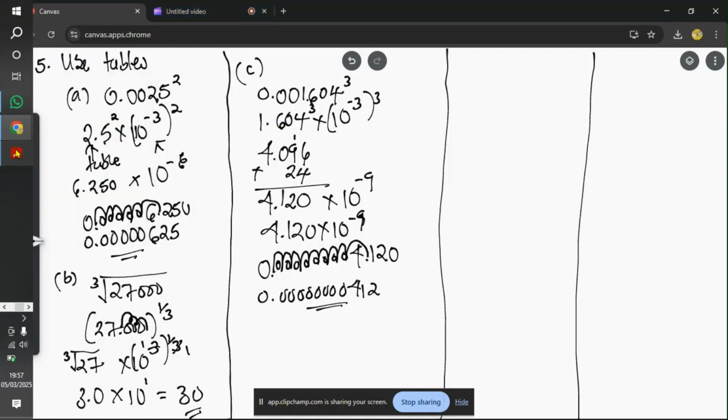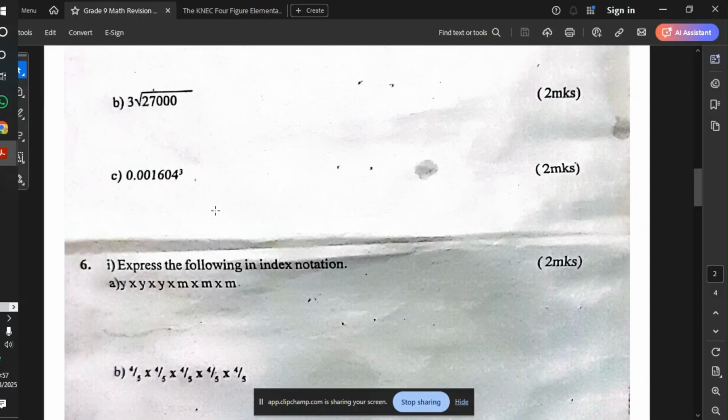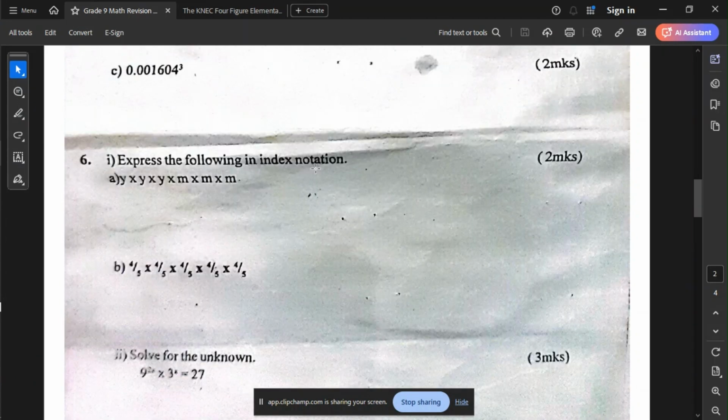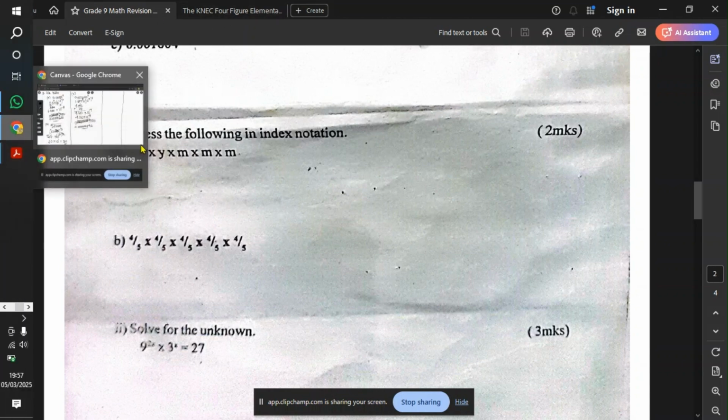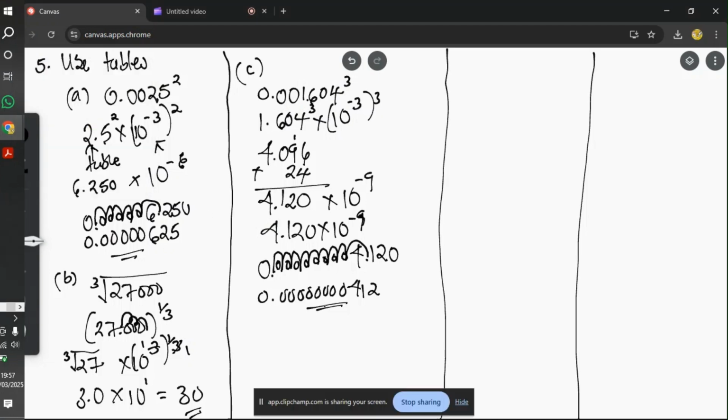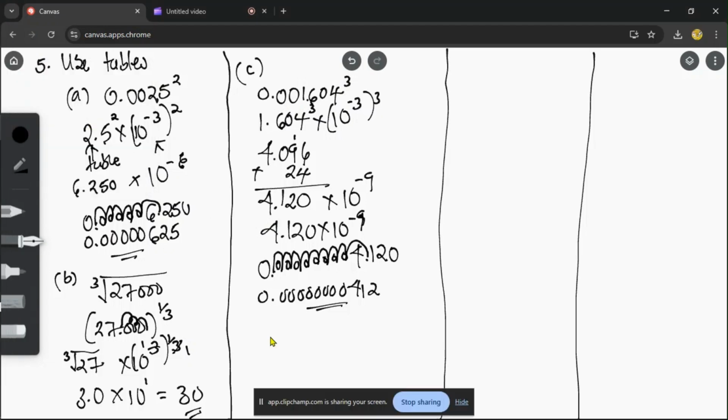The next question is I need to express the following in index form. Index form is power form. So here you have this sum in index form. The other name for index form is also power form. So you have this number here.